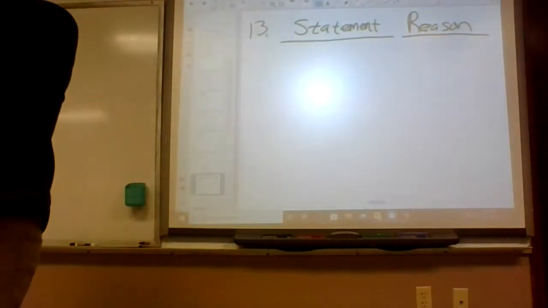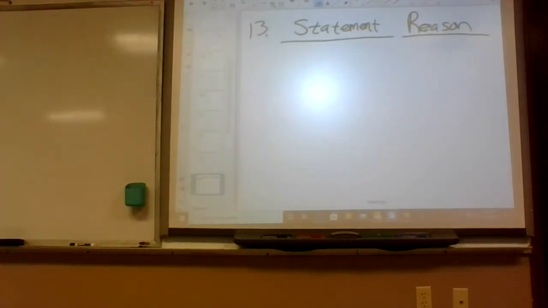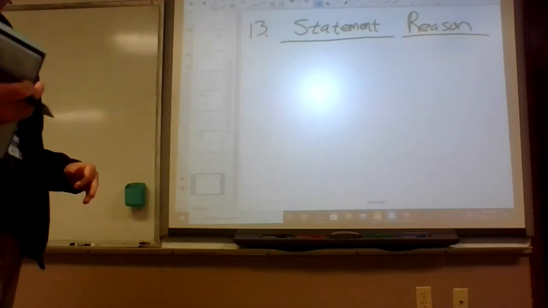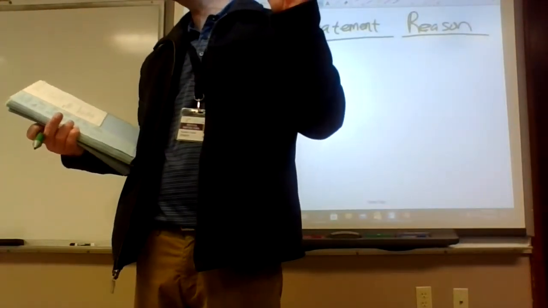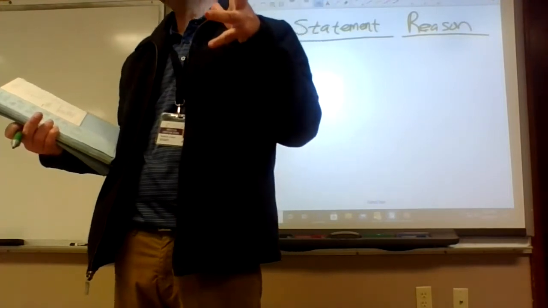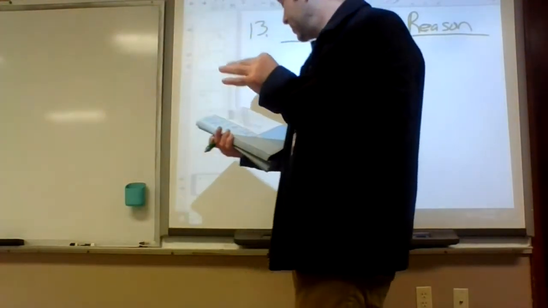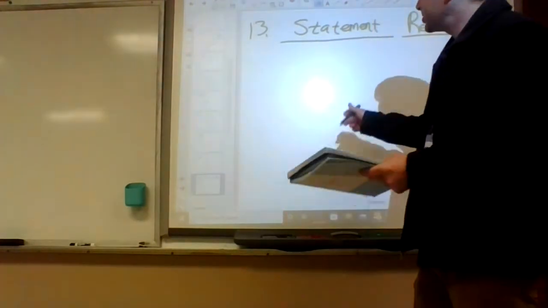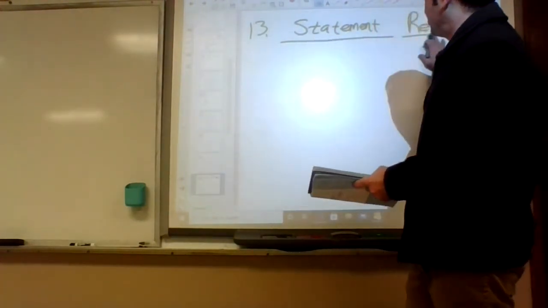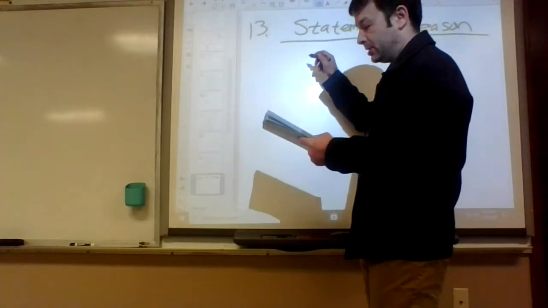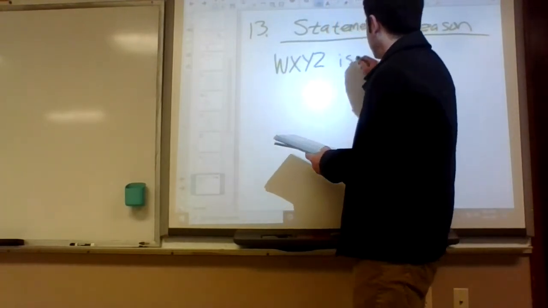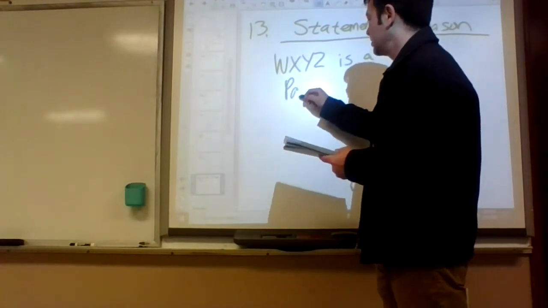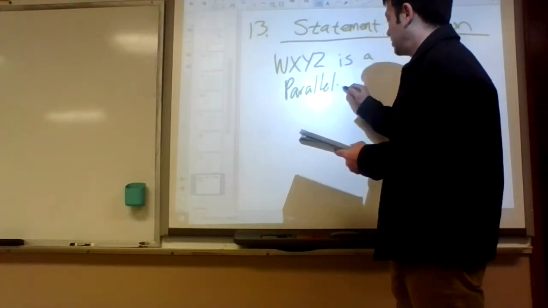On 13, it gives a picture of a parallelogram, and then the given says it is a parallelogram, and then it says we're trying to prove those two triangles are similar. What did I say was the easiest way to prove triangles are similar? Angle, angle. Definitely the easiest. So that's kind of what we're going for. What's always my first line on my proof? The given. So the given is that WXYZ is a parallelogram.